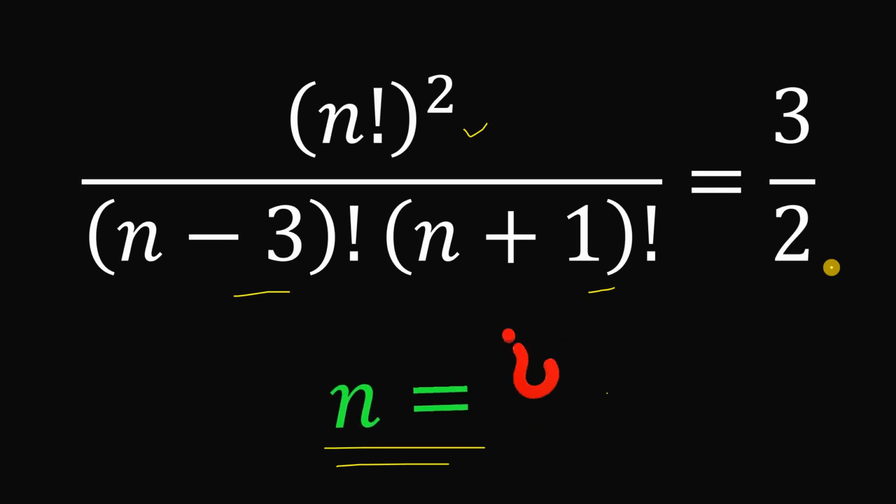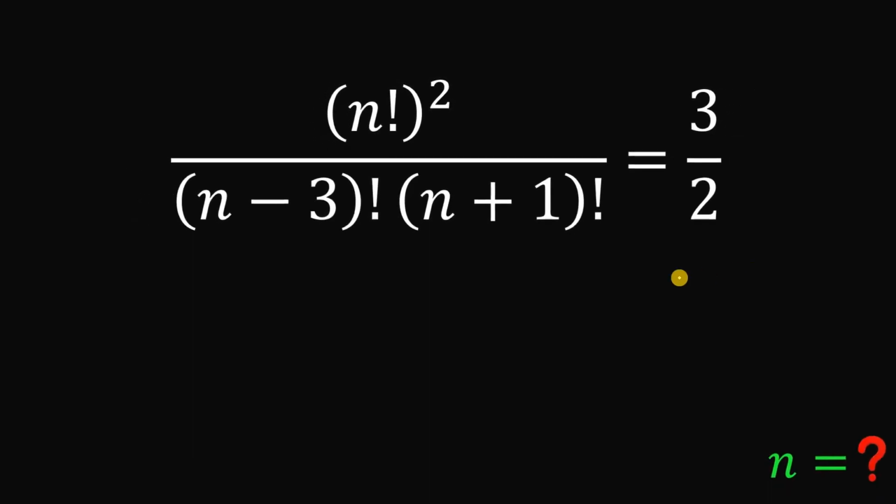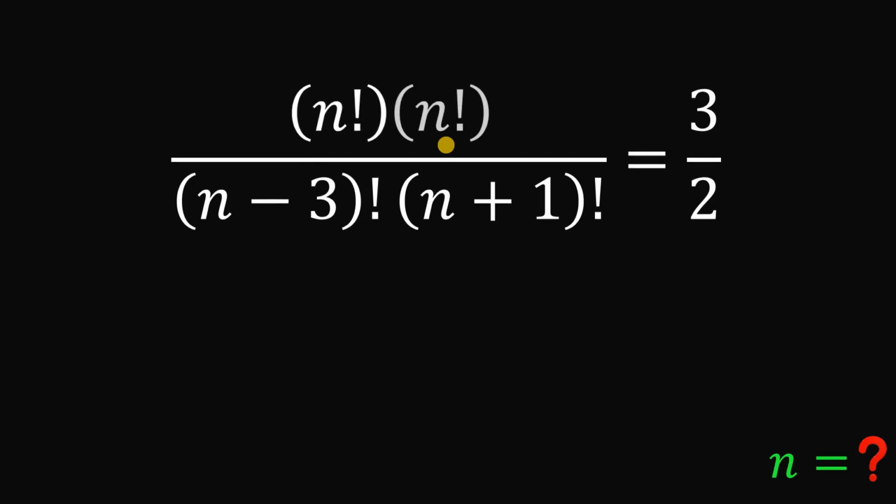Now suppose you paused this video. Now let's see if your answer is correct. Alright, so to answer this question, what we're going to do is to focus first on this n factorial raised to the power of 2. We can write this as n factorial multiplied by n factorial.